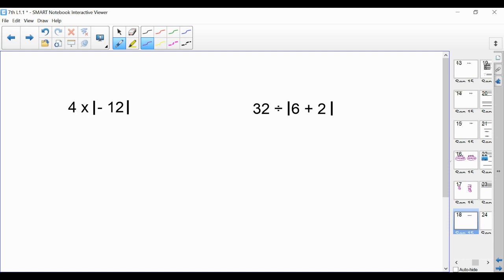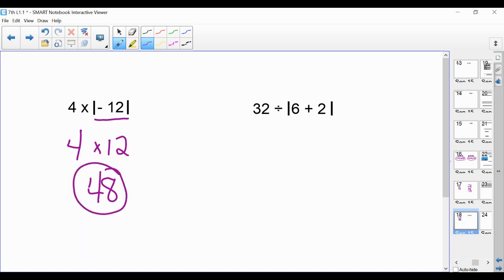And the next two, we have 4 times the absolute value of -12. So we need to figure out what the absolute value of -12 is, and that is 12. Bring down the times 4. 4 times 12 is 48.